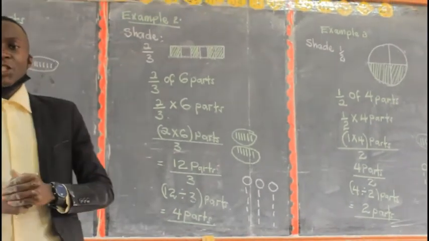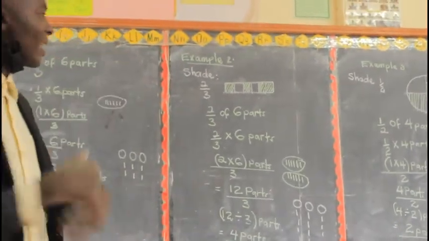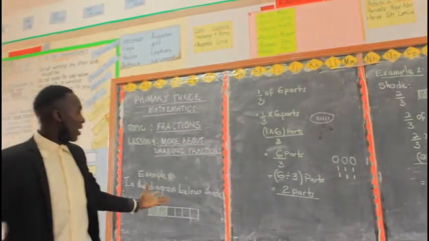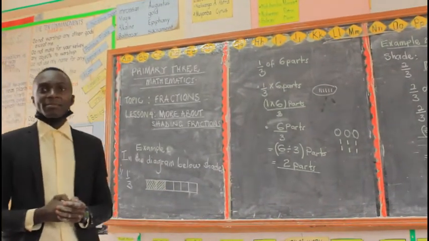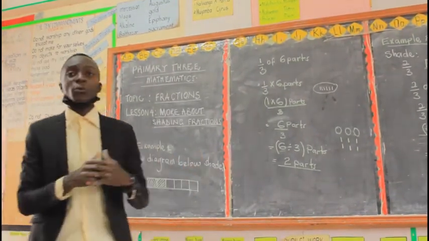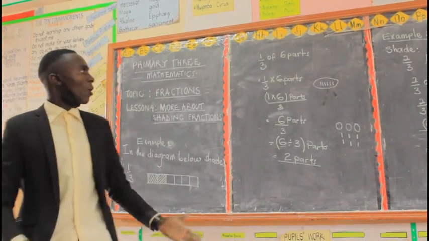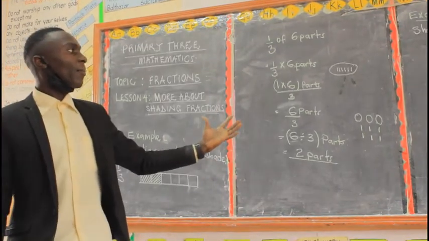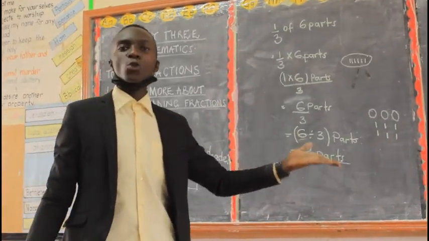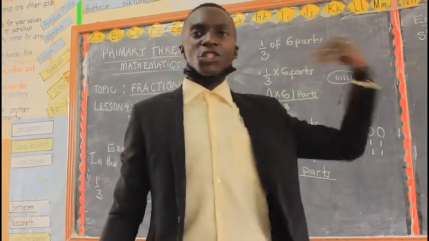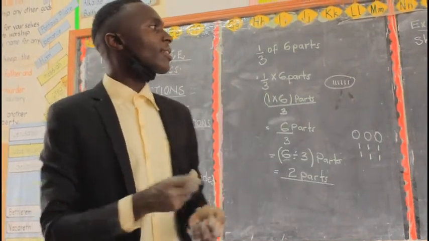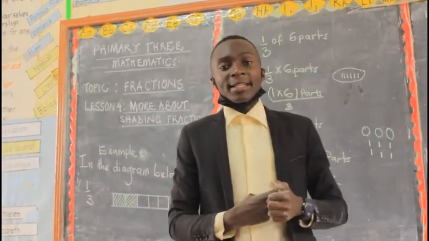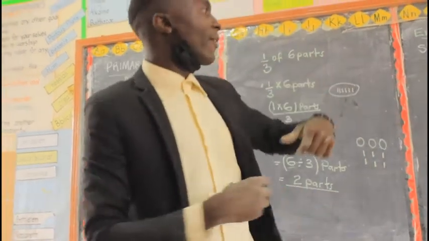So my dear children of primary 3, today we have learned more about shaded fractions. And these fractions were quite direct. They are not like the other that we looked at in lesson 3. So we looked at fractions, direct shading, by first calculating and then finding out what are the parts that should be shaded.